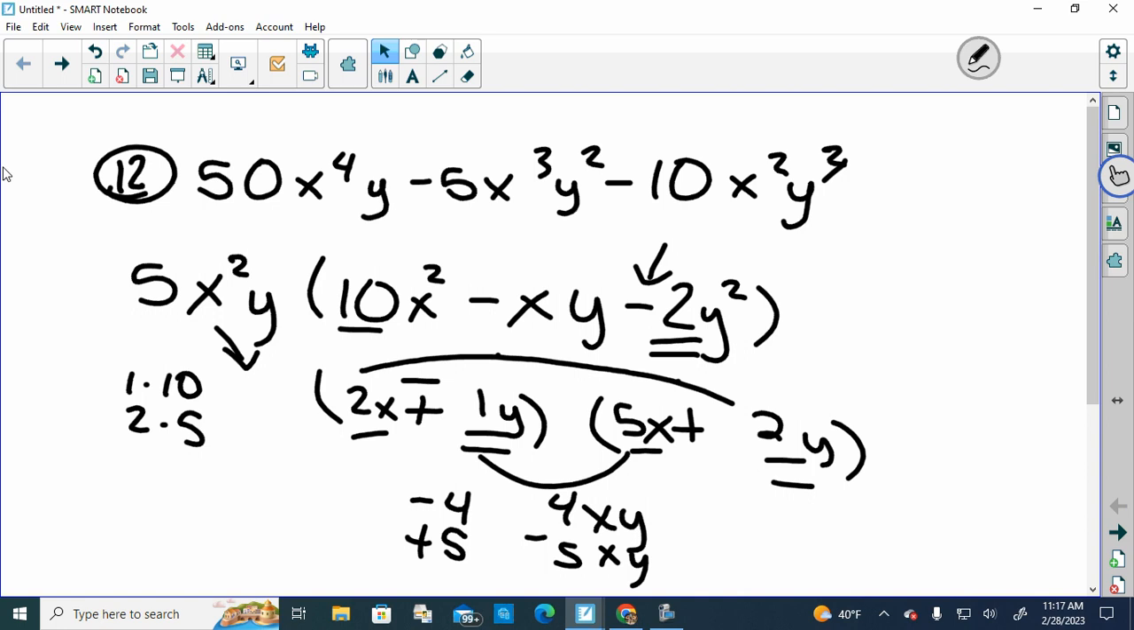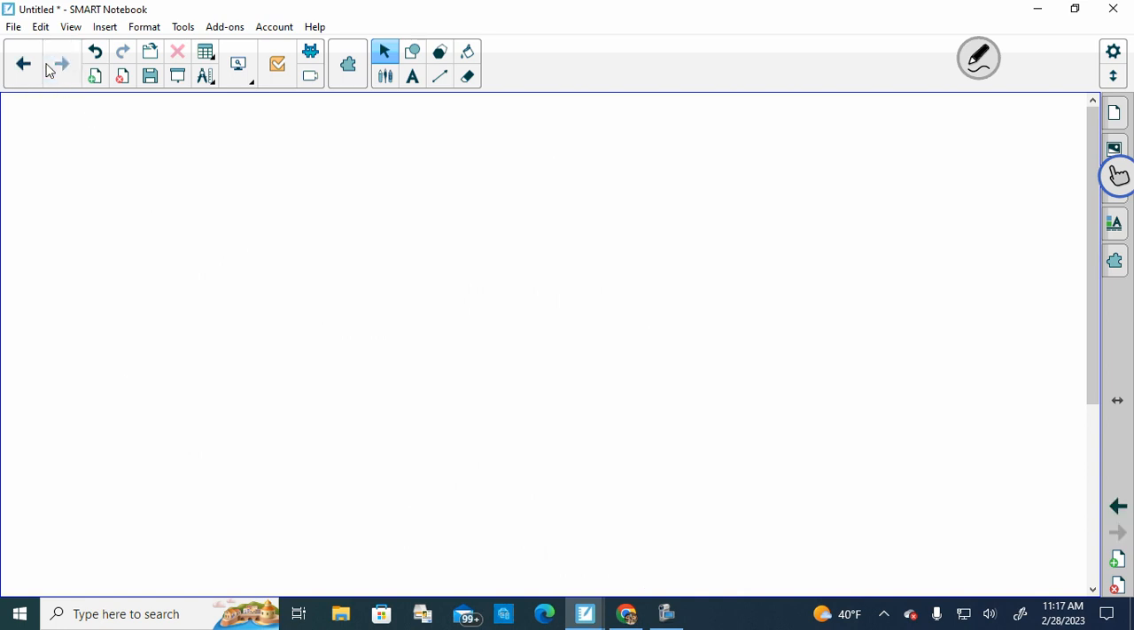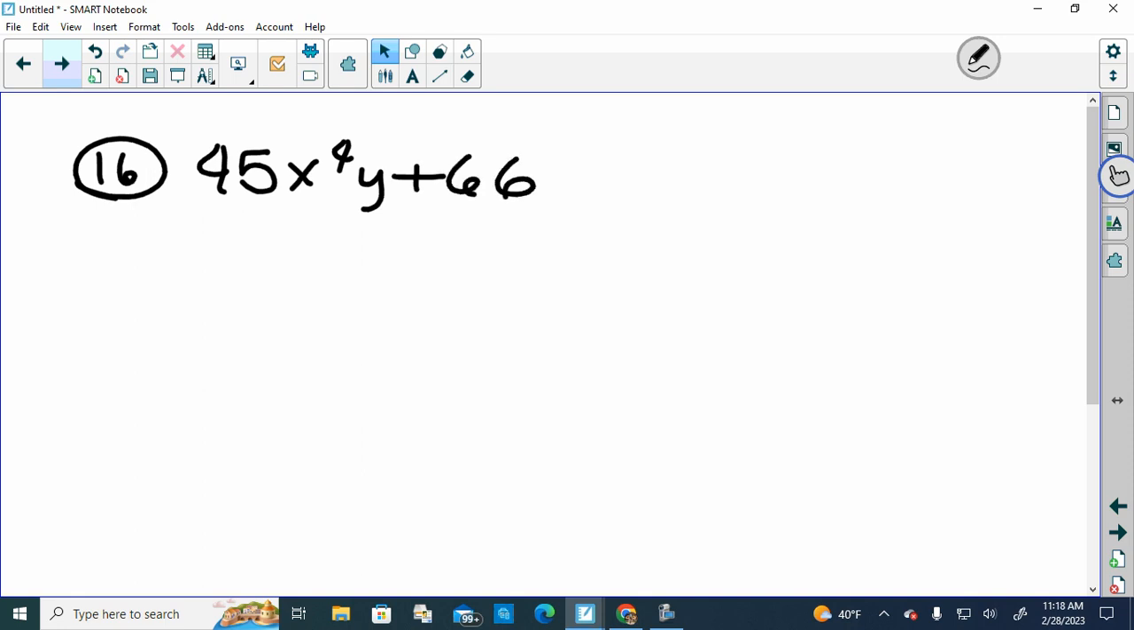Okay, so I'm going to try 2 more with you. We're just doing the exact same thing on these next 2, okay? So the next one that you're writing is number 16. So number 16 is 45x to the 4th y plus 66x to the 3rd y to the 2nd minus 15x to the 2nd y to the 3rd.